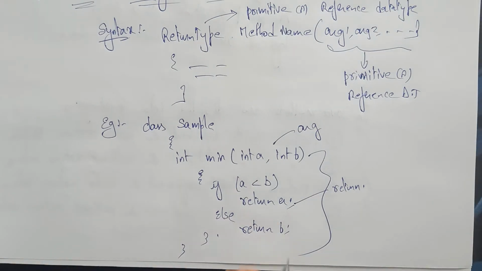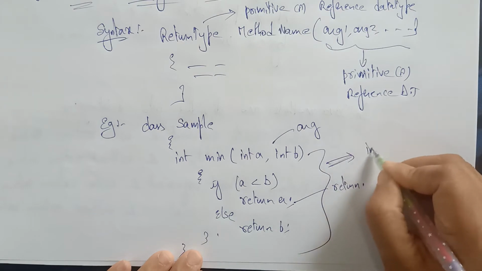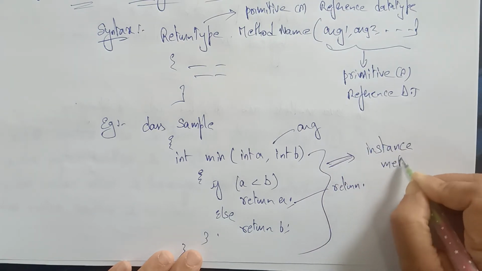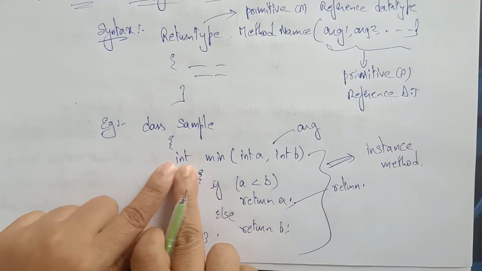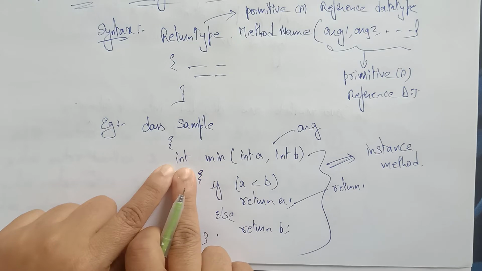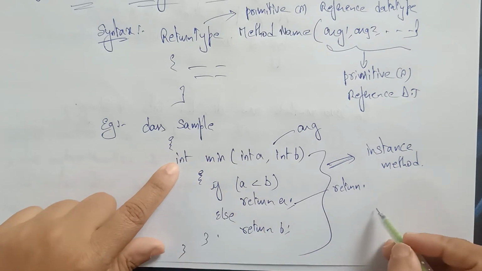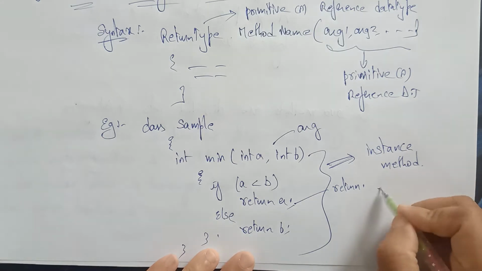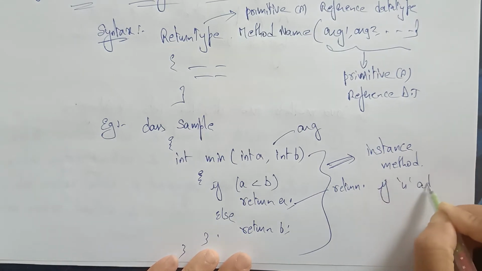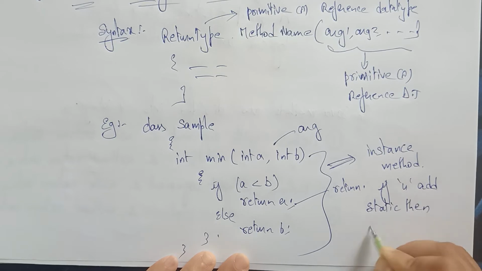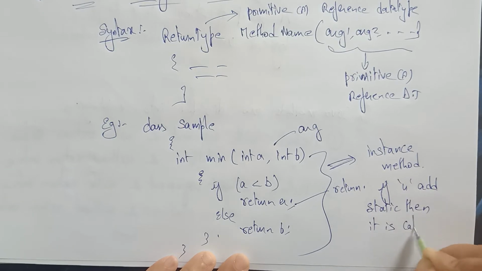We usually call this an instance method. So this type of method we call an instance method. Suppose if you add static here, then that type of method is called a static method, also known as a class method.